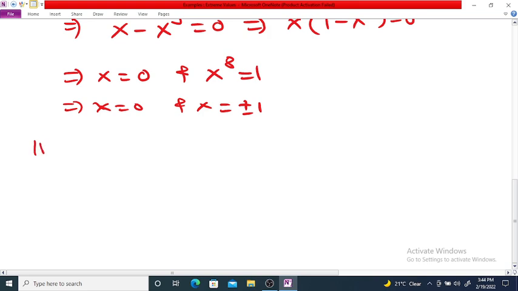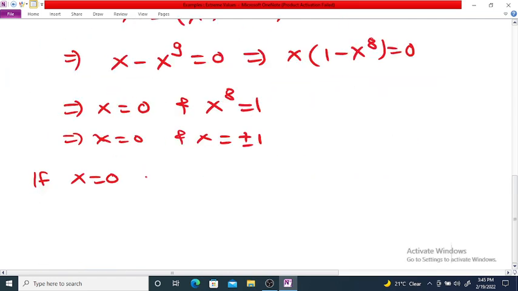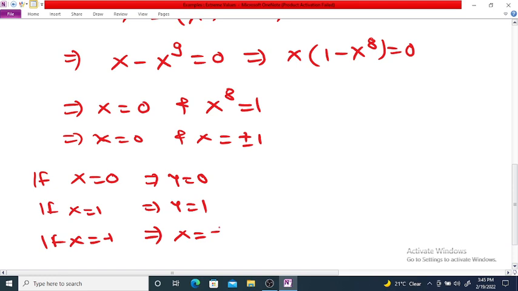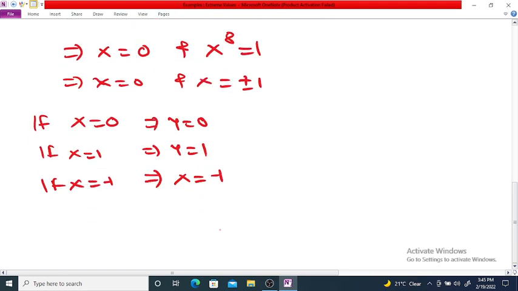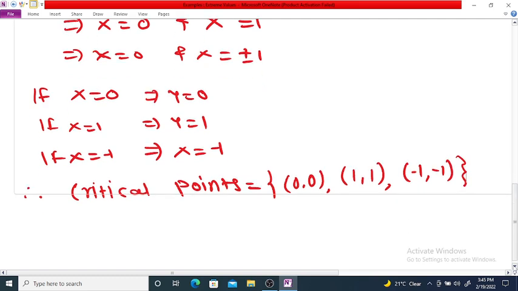If x is equal to 0, then what is y here? y is equal to x cube, so y is also 0. If x is 1, y is also 1. And if x is minus 1, since y is equal to x cube, y is also minus 1. Therefore critical points are 0 0, 1 1 and minus 1 minus 1. Now we want to determine the nature of these critical points by using the second derivative test.